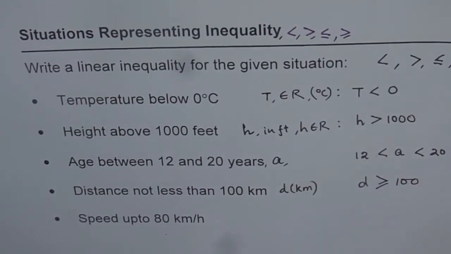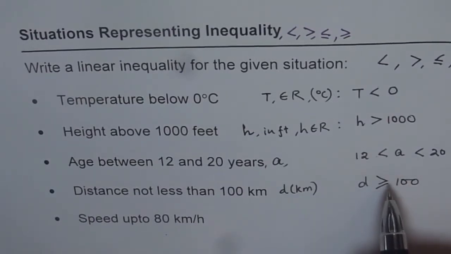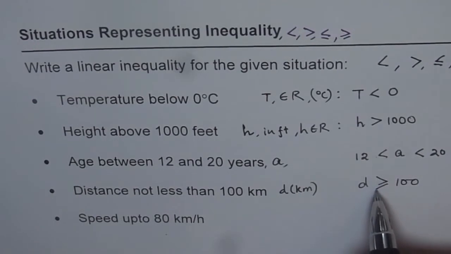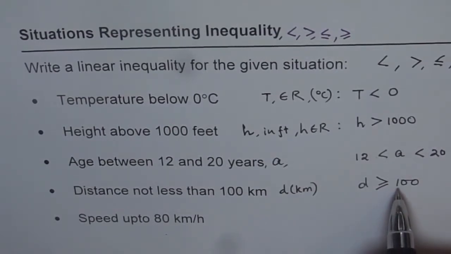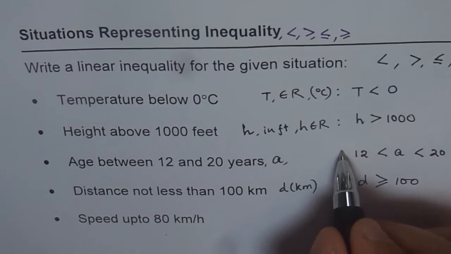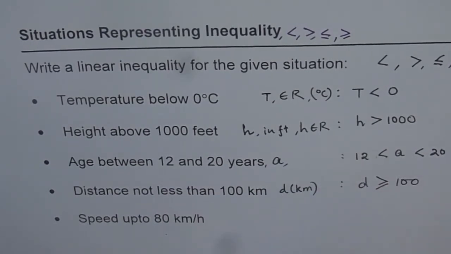Do you see that? So that is how we represent this situation as an inequality. Distance greater than equal to 100. Note, we have associated greater than along with equal to. So distance could be 100, 101, 200, 500, 1000, any number but greater than equal to 100. So that is how we are going to represent this situation.